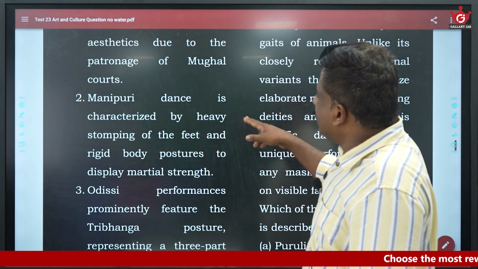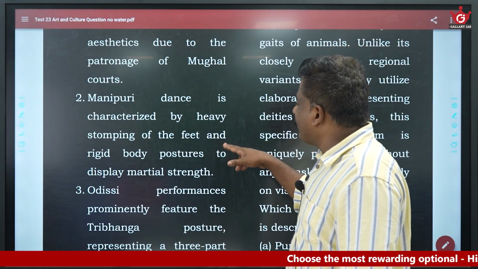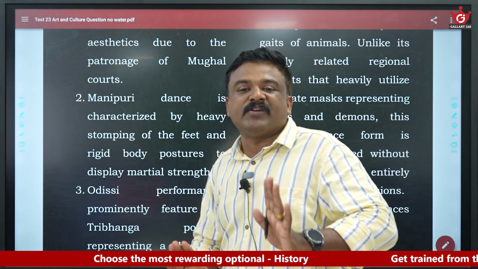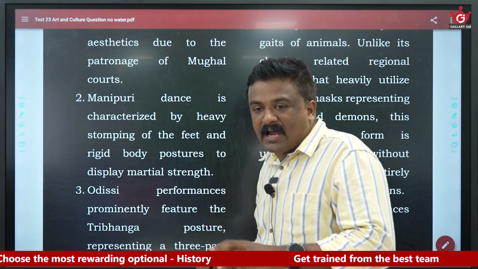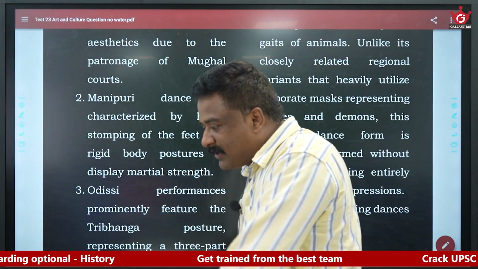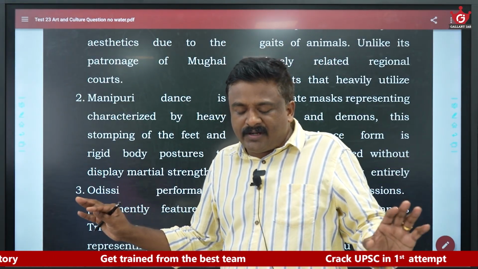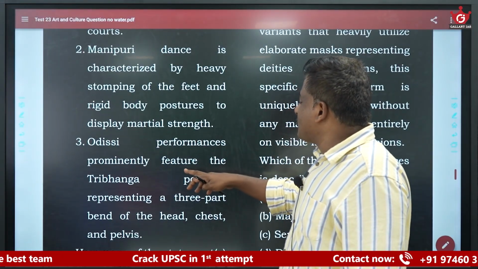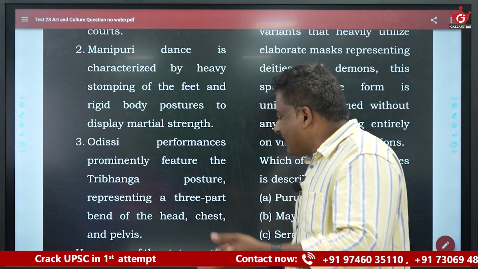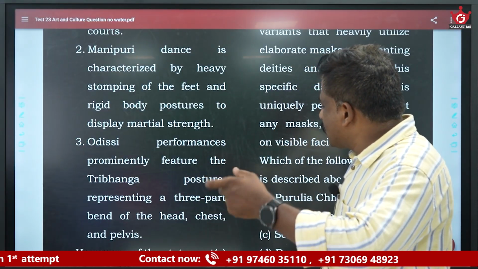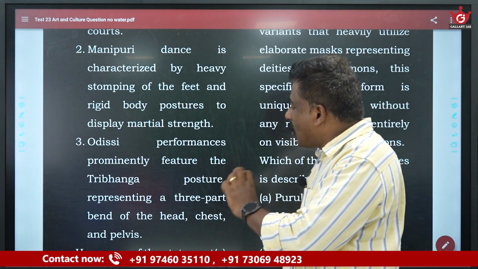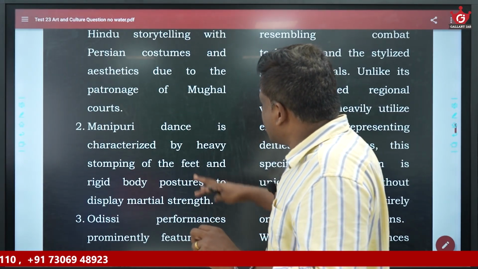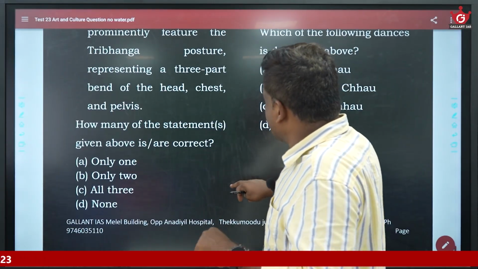Now, Manipuri dance is characterized by heavy stamping of the feet and rigid body postures to display martial arts. Just understand the fundamental principles of each classical dance. Manipuri doesn't have that heavy stamping and rigid marching; it has very soft, rounded, and slow footwork. Odissi performances prominently feature the Tribhanga posture. Obviously, that three-bend posture of head, chest, and pelvis, Chauk and Tribhanga postures, you can see in Odissi dance. The third one is correct, the first one is correct, the second is wrong. So I will go for only two.